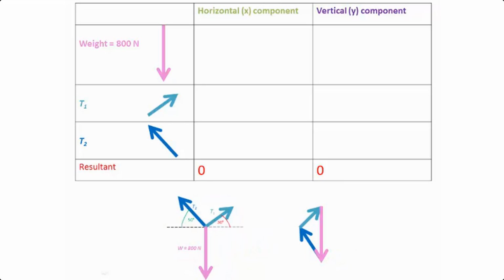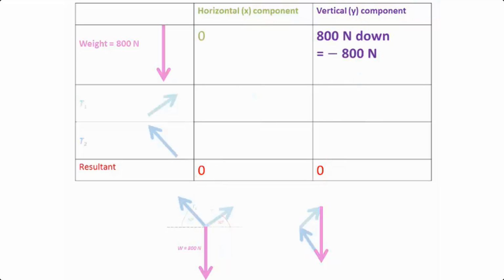Now for each of the 3, I'm going to calculate the horizontal component and the vertical component, and we know that the sum of all the horizontal components must be 0, and the sum of all the vertical components must also be 0. That fact is going to help us to find out the unknown values, namely what is T2, what is T1. So we start with the weight.